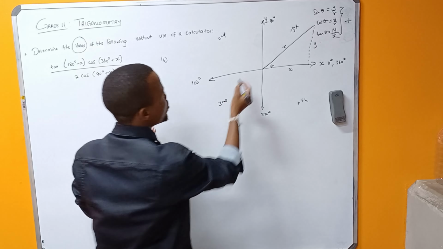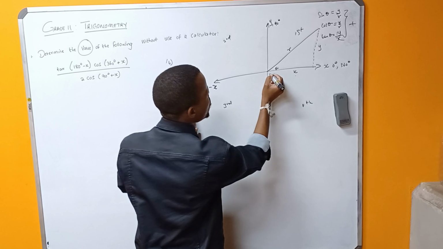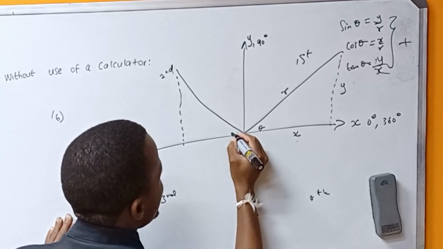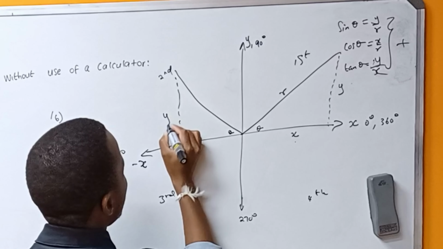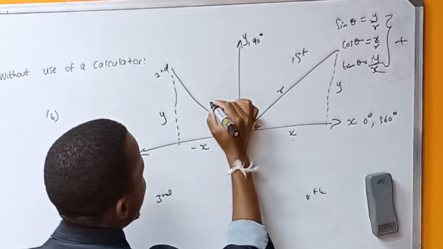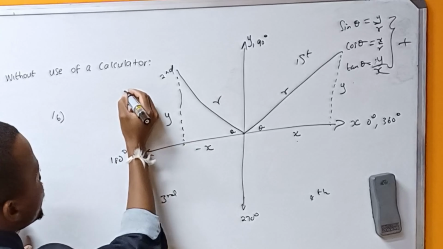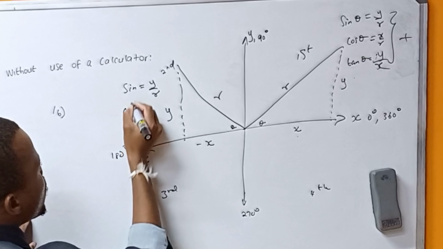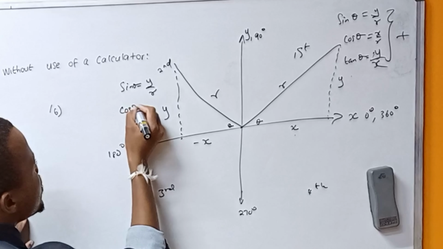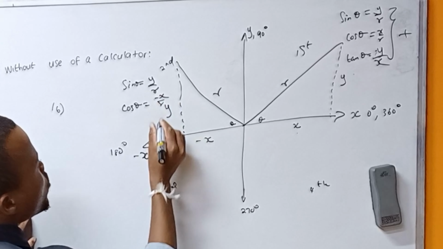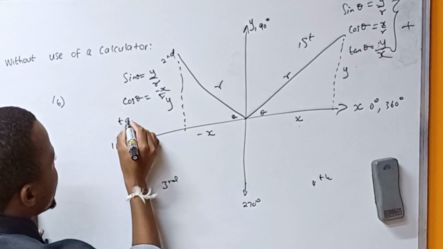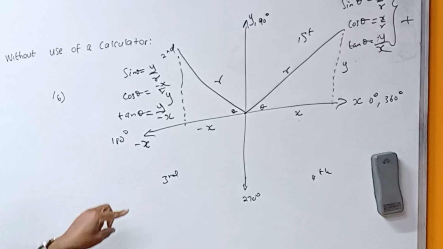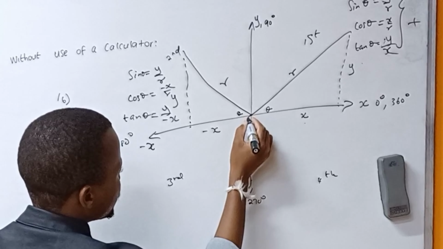Moving to this side, you know that here you have minus x. So we now look at the second quadrant. Here y is positive, x is minus, and r is positive. Your sine becomes y over r, which is positive. Your cos theta becomes minus x over r, which makes it negative, and then your tan theta becomes y over minus x, which makes it negative.